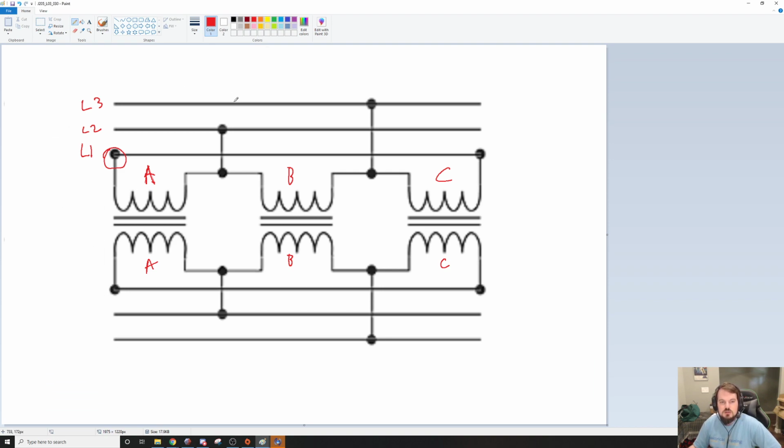A delta drawing will not have a neutral line. It will only have 3 lines. A Y can have 3 or 4 lines because a Y connection might have a neutral line.